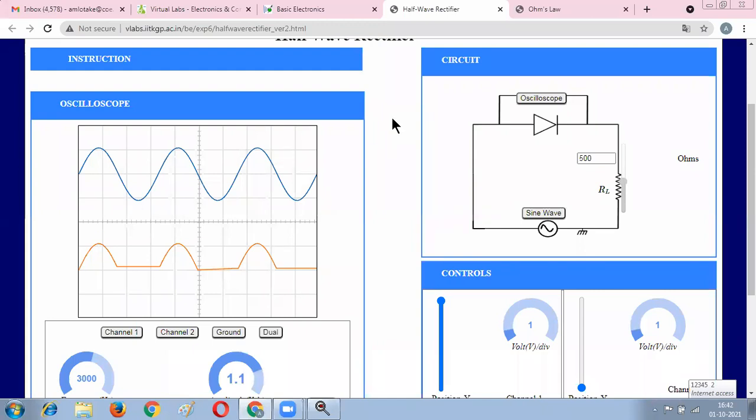You can ask me because only 1 minute is remaining. Whether you can perform this experiment virtually? You can ask me the question if you have some doubt. You can reply in the chat box. Otherwise, you can give me a message in the chat box if you have any doubt.